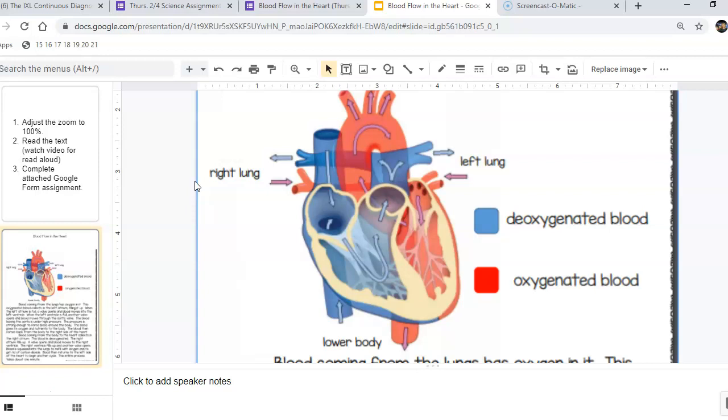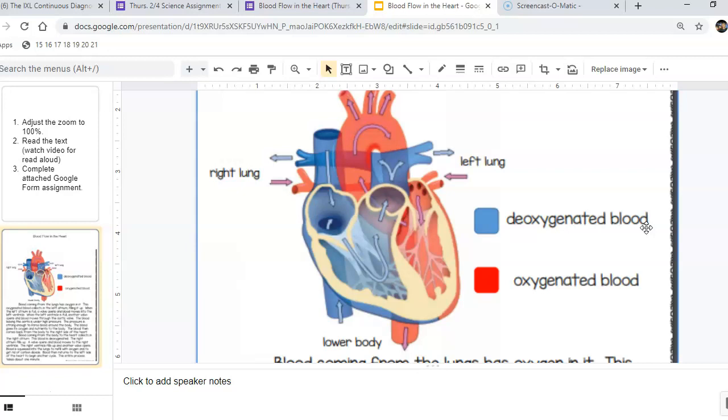And when it gets to the lungs, it's going to have that gas exchange where that deoxygenated blood that has arrived at the lungs is going to give off that carbon dioxide waste and take in the oxygen that the lungs have breathed in. So this is why we breathe. This is exactly why we breathe. We breathe to take in oxygen so that our cells can get oxygen.